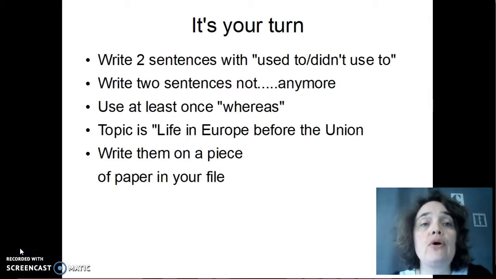Now it's your turn. Write two sentences with used to, didn't used to. Write two sentences with not anymore. Use at least once whereas, qui signifie alors que. The topic of this exercise is life in Europe before the Union. Write them on a piece of paper in your file.